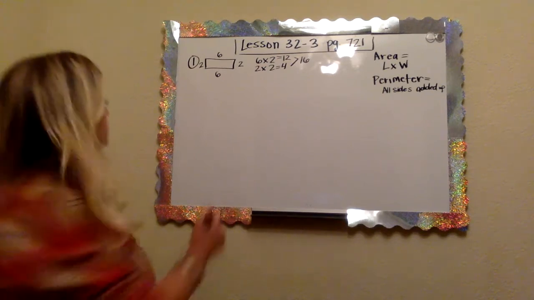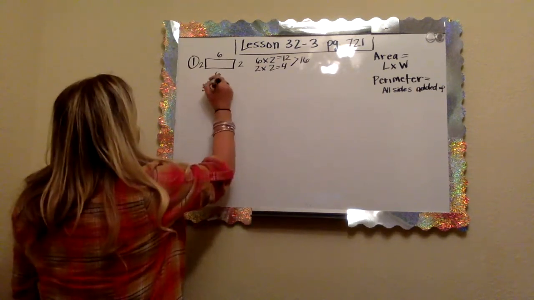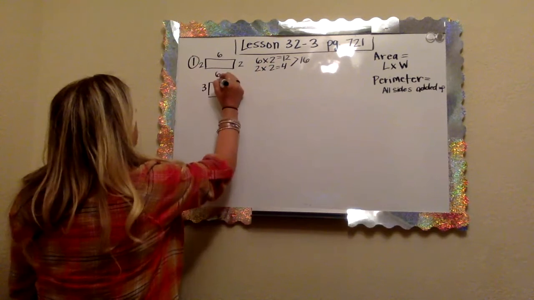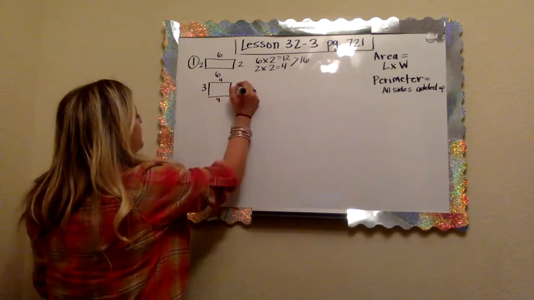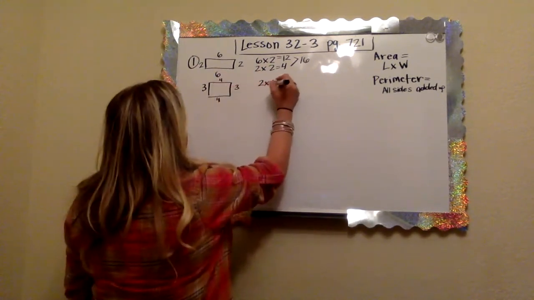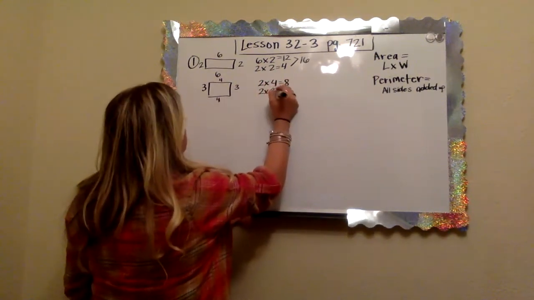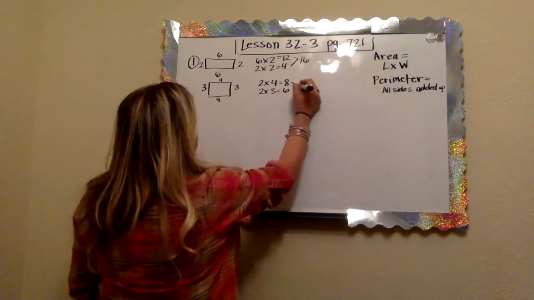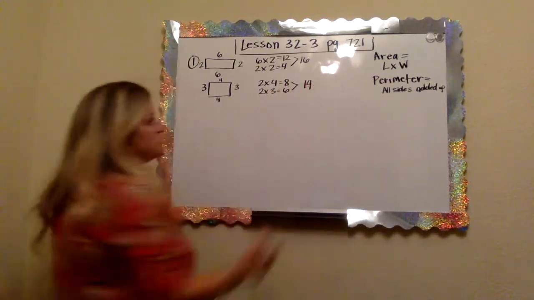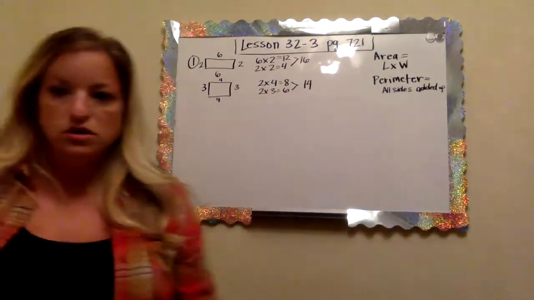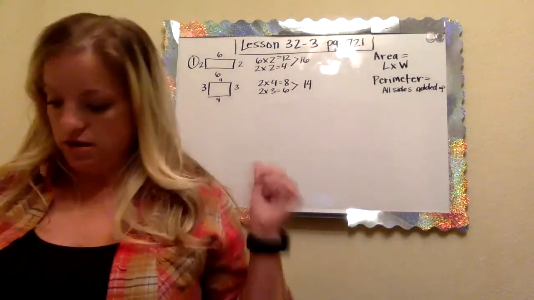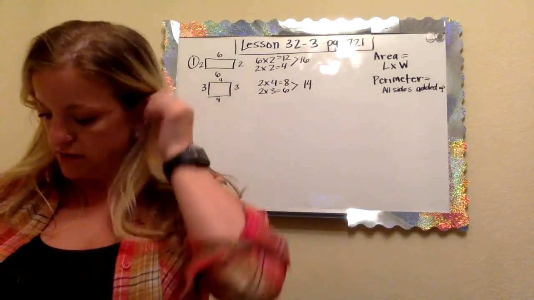And then you have 3 and 4. So it would be 2 groups of 4 is 8. 2 groups of 3 is 6. 8 plus 6 is 14. So in that second box down, in the second row, you're going to write 14 units.